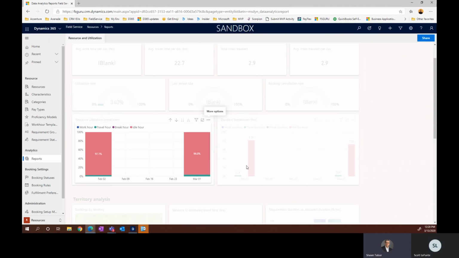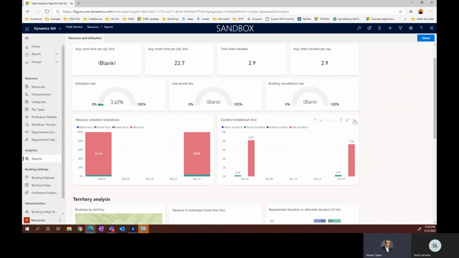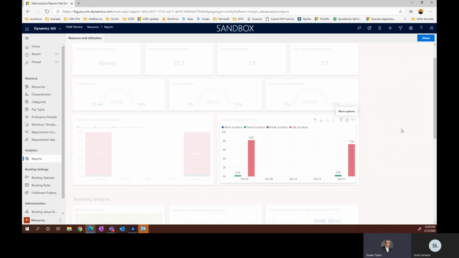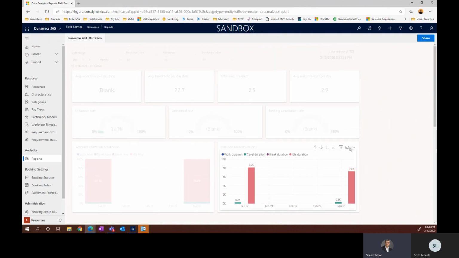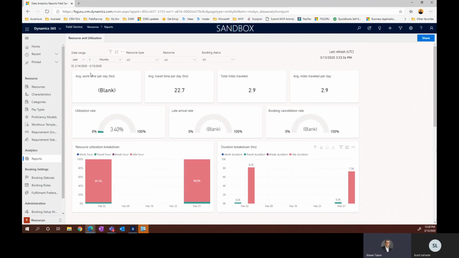And then with the duration breakdown in the next panel, you could also see that by date as well, and that breaks it down into work duration, travel duration, break duration, and idle duration. So you can see on our chart, we have folks that are idle a lot. So maybe take a look at that and see what's what.